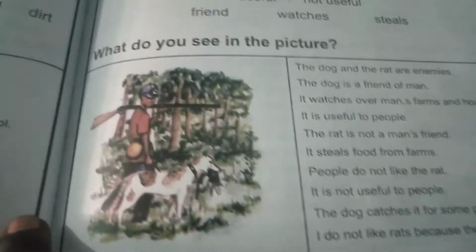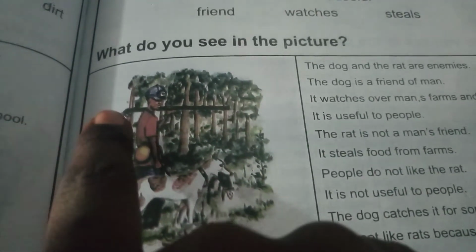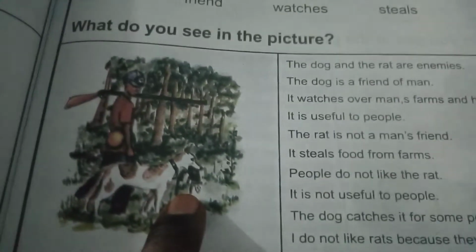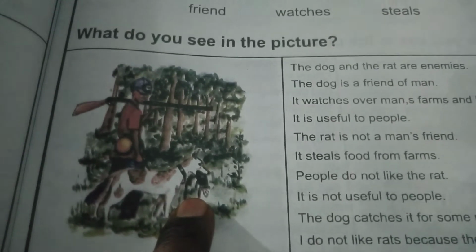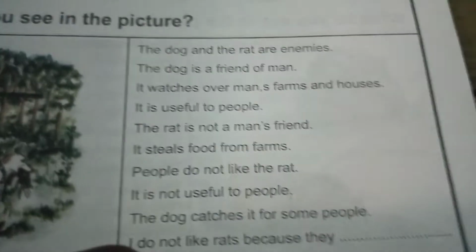Now in the picture we can see a man with a gun and a dog with meat in its mouth. Okay, or a dog with an animal in its mouth. Okay, let's come to the passage.